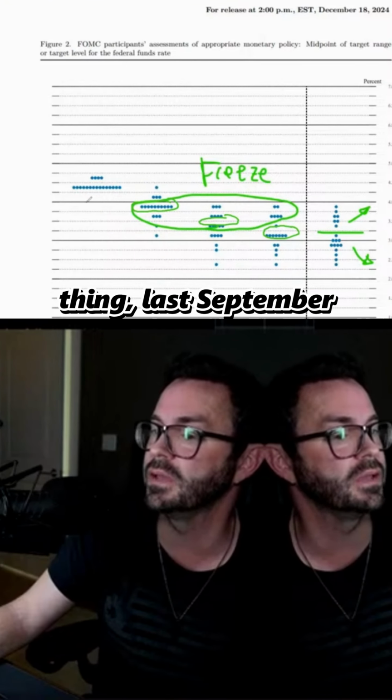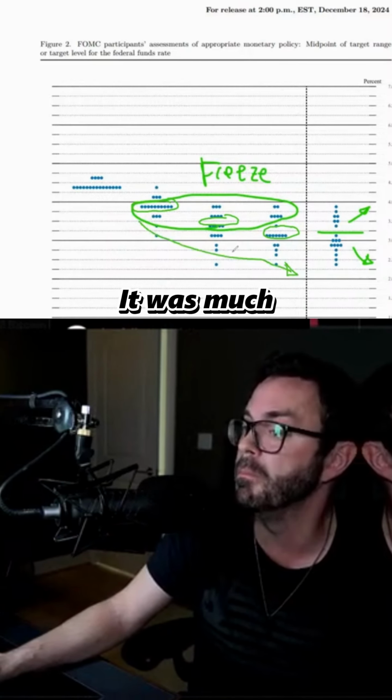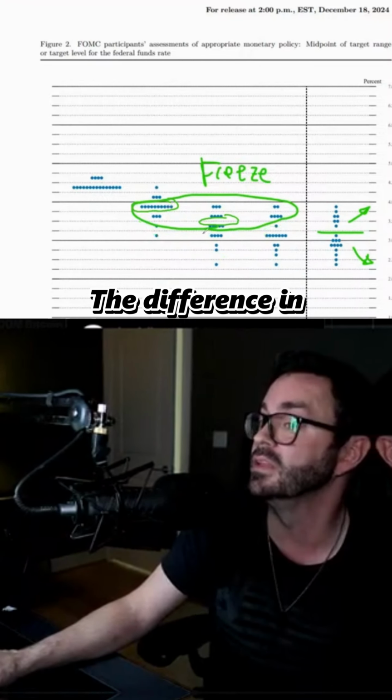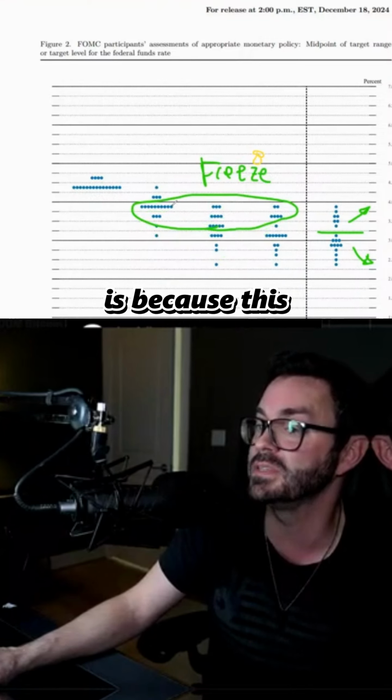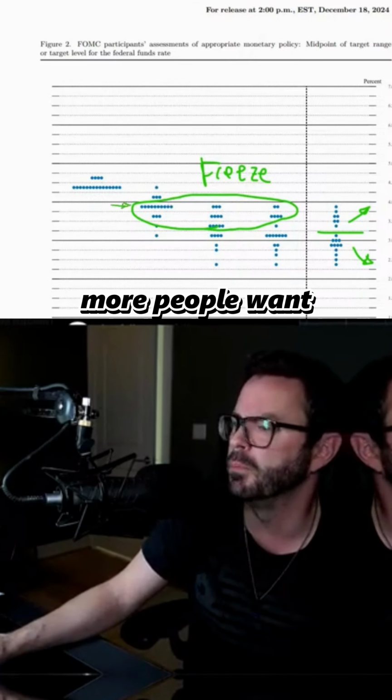Okay, but here's the thing. Last September, we had one of these. It was more like this. It was much more aggressive on rate cuts, and more people voted for lower. The reason the market crashed and collapsed is that fewer people want it lower. More people want it higher.